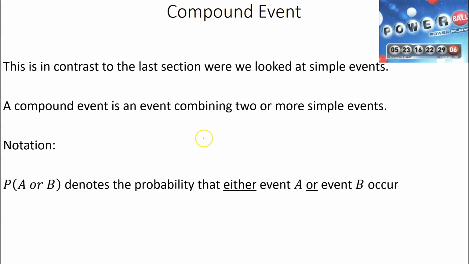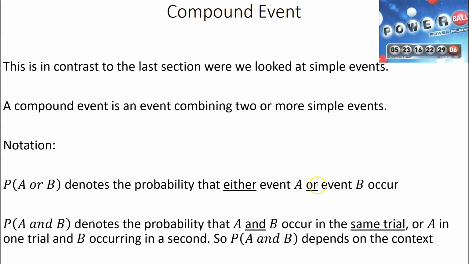The notation: it's the probability of event A or B. This is one of ours. It denotes the probability of either A or B. It shows you what it is. The other one is the probability of A and B. And how we calculate these is going to be different. Today we're going to be looking at this one. In the next lecture we're going to be looking at this one.